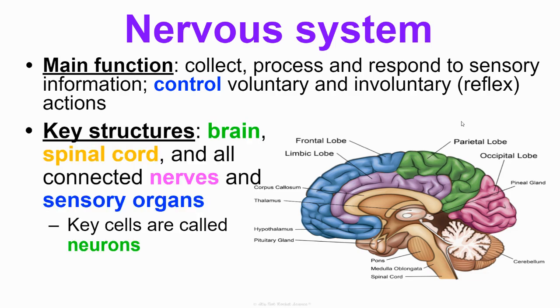And so the key structures that we're going to be learning about are the brain, the spinal cord, and then all the connected nerves. The sensory organs like the ears and the eyes and the nose all have specialized neurons, which are the name of the cell that makes up the nervous system. But they each have specialized neurons that are involved with whatever that sense is, whether that's taste or smell or vision.